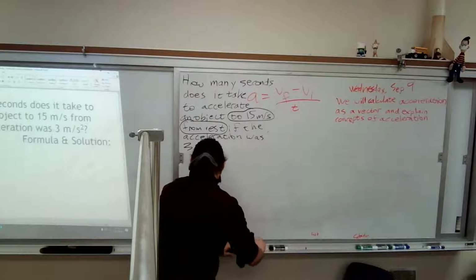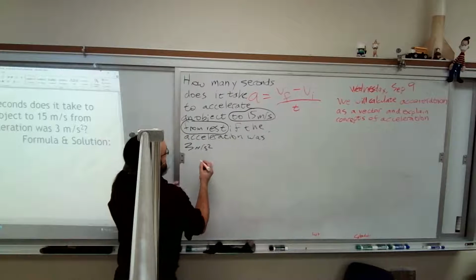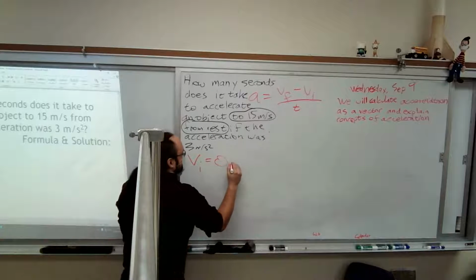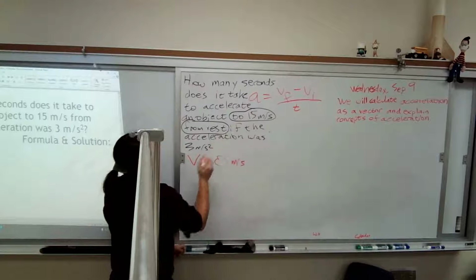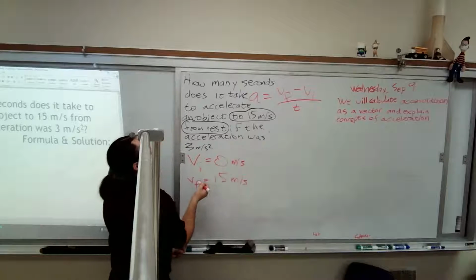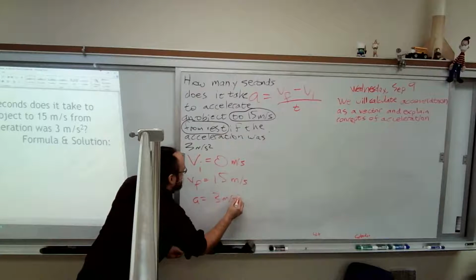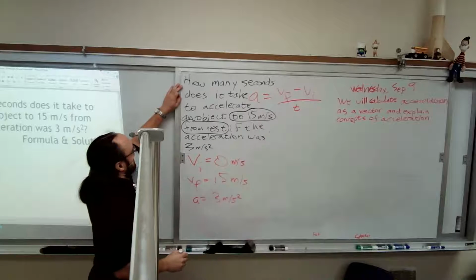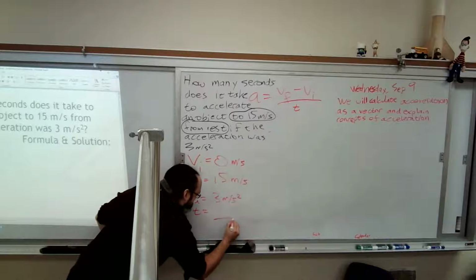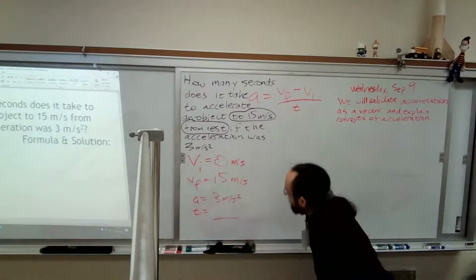So when I write, I'm trying to think which color y'all will see best. I'll try the red here. So if I went from rest, that's v_i equals 0. And it went to 15, that's v_f equals 15. And it says if the acceleration was 3, and I already messed this up. I didn't start from the beginning, because at the beginning it told me what it's asking for. How many seconds does it take? It's asking for time. So I can say time equals blank. I'm going to do the rest of this in the black marker.